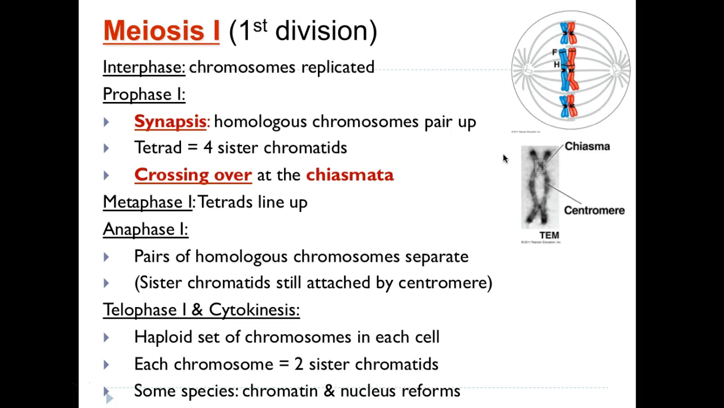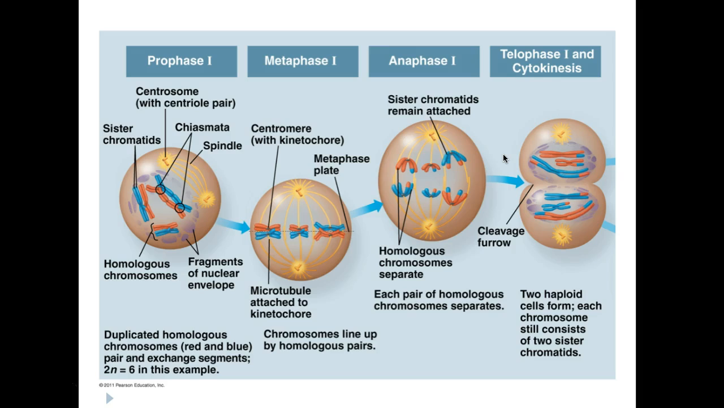In some species, chromatin and nucleus will reform. Then you have a stage in between meiosis 1 and meiosis 2 called interkinesis. Here is a better illustration of what meiosis 1 looks like. So take a moment, pause the slide, and look through this.